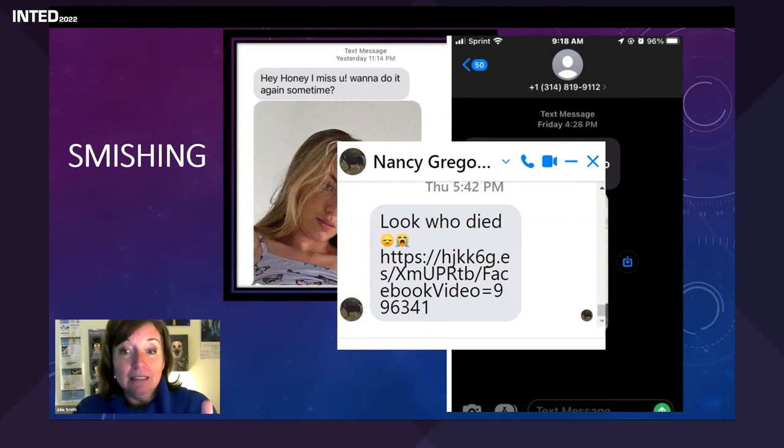I mean, you're more likely to click on it if it's from someone you know and with a hook like that. So we have to have our little internal BS detectors activated all the time.